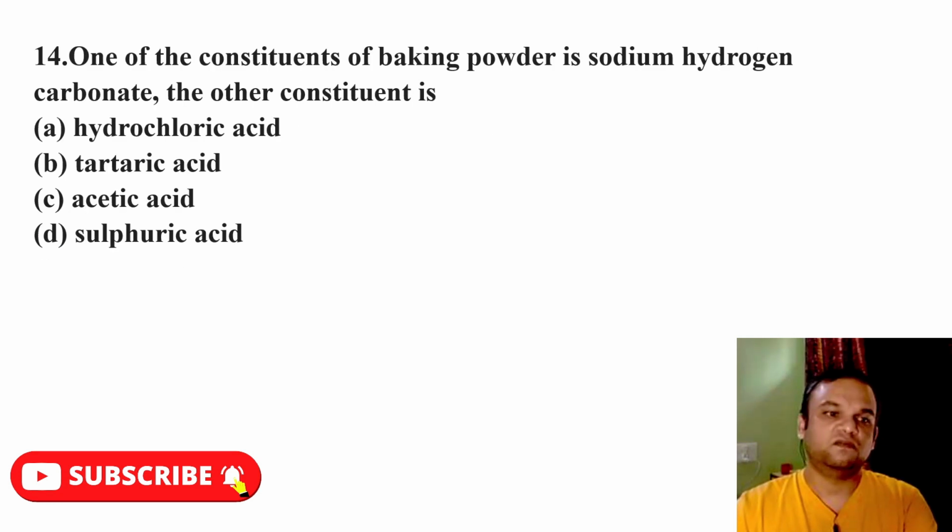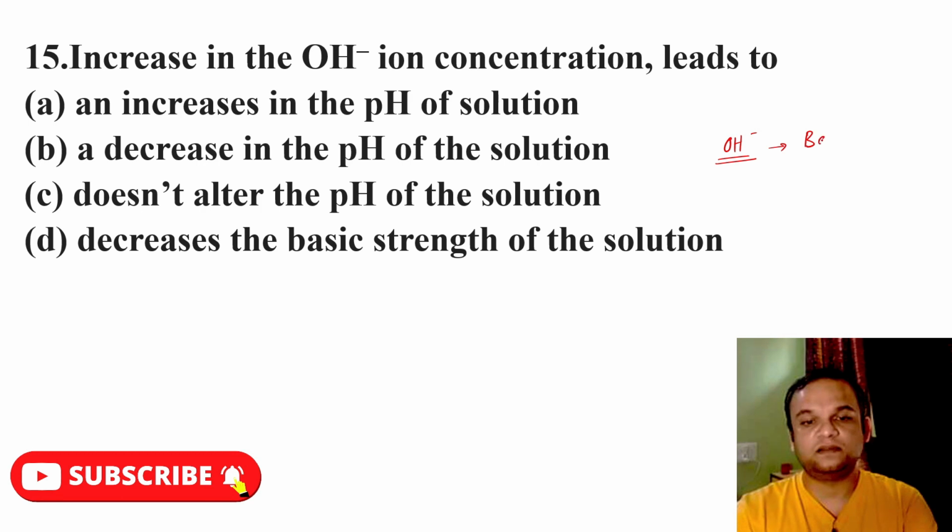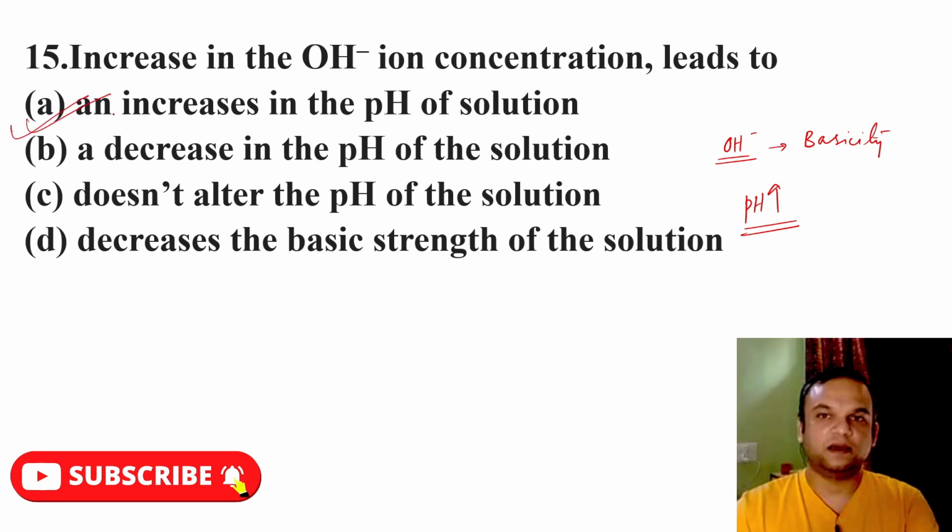Next question is, one of the constituents of baking powder is sodium hydrogen carbonate. The other constituent is tartaric acid. Next question is, increasing the OH ion concentration leads to what? If the OH ion concentration increases in any solution, the basicity increases, and we can also say that the pH level will also increase. So option A will be the correct answer.